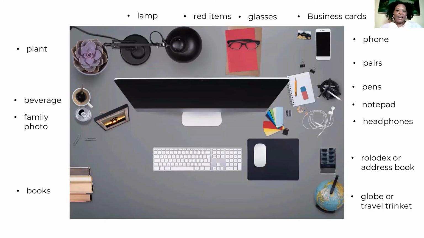So as you see here, I kind of labeled what I had put where. So the headphones, the notepad, and the pens are over to the right. The books are towards the left. The plant in the upper left-hand corner. The globe or travel trinkets are right there with your Rolodex.